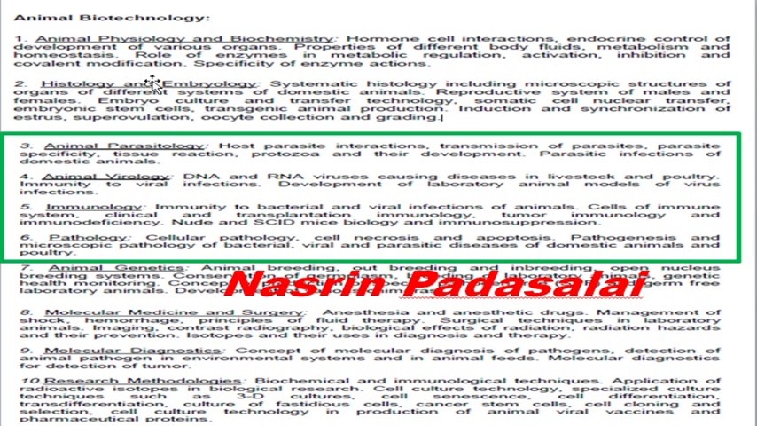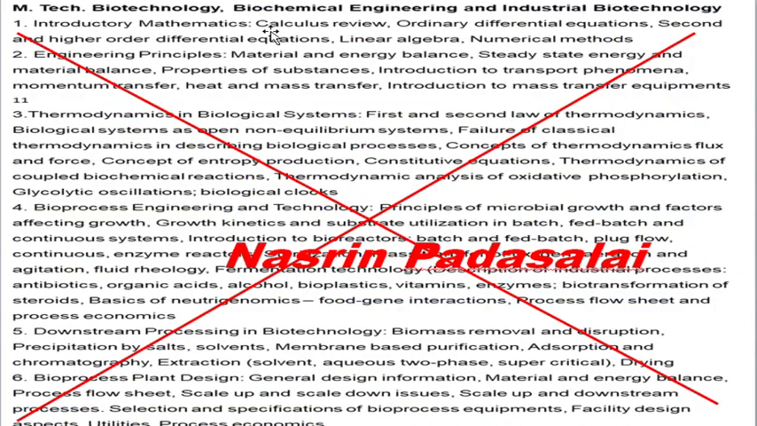Next, with animal biotechnology, study animal parasitology, animal virology, immunology and pathology alone. Only these 4 topics are important, and also you should know about DNA and RNA viruses causing disease. This is very important. Okay. Next, MTech biotechnology, biochemical engineering, industrial biotechnology, you can leave completely.